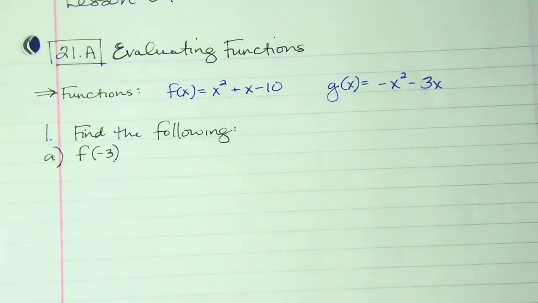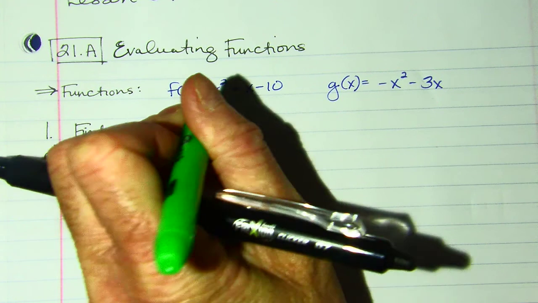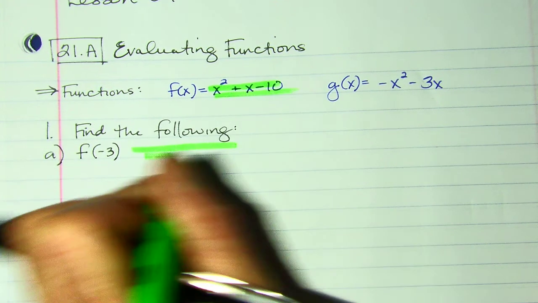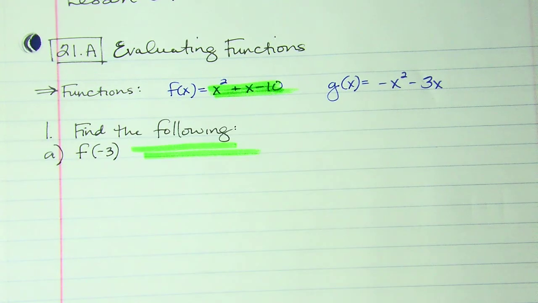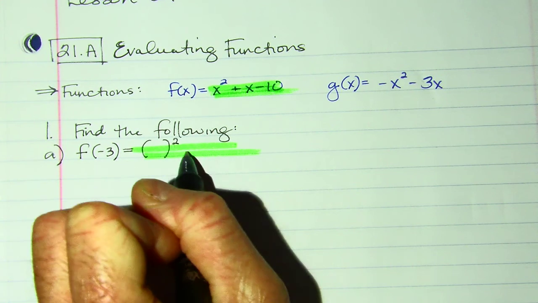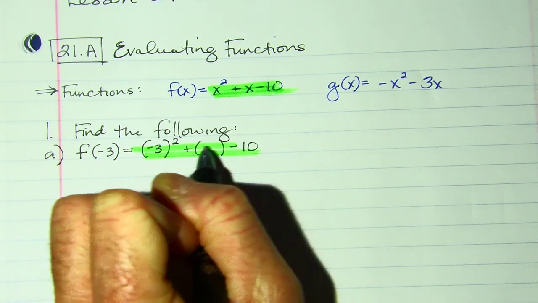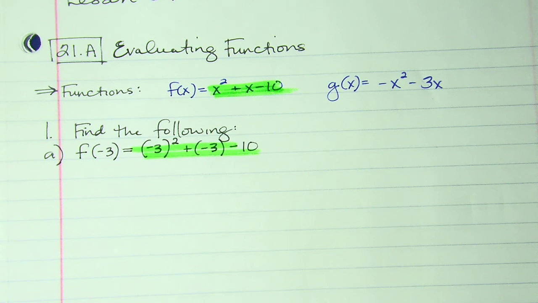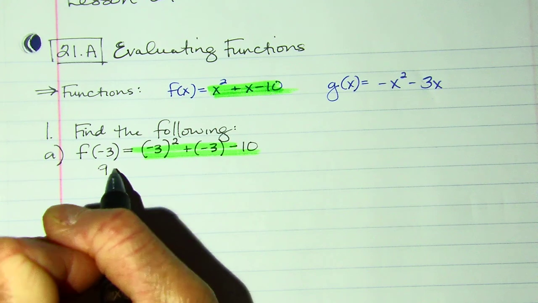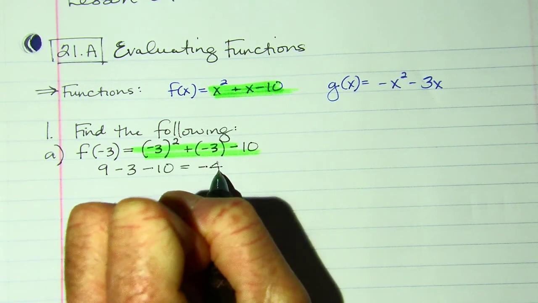All right, so remember, this is asking us to substitute the number in for x. So I'm using my function f of x, so that would go here, right? And I'm substituting negative 3 in for x. So negative 3 squared plus x minus 10, and I'm substituting a negative 3. All right, so that should give me what? 9 minus 3 minus 10, so that is a negative 4.